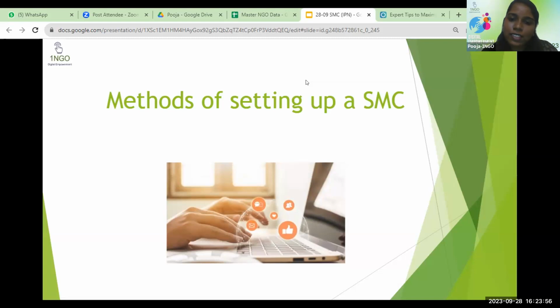Does anyone have any other questions? We have a couple of them in chat, Pooja. One, Darshika, asks, how do we use the hashtags for our benefit?